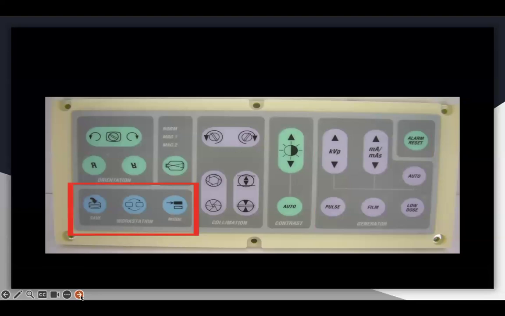Then you have your image save button. If you need to save an image, you can hit that button. You have your workstation. This is where you can put the image on the left monitor or the right monitor, or vice versa.